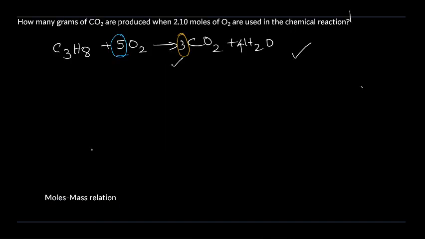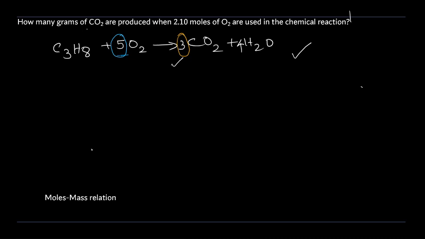And now we will see a conversion between mole to mass. How many grams of carbon dioxide are produced when 2.10 moles of oxygen are used in the chemical equation? C3H8 plus 5O2 gives 3CO2 plus 4H2O. So first I will see the compounds of interest here.